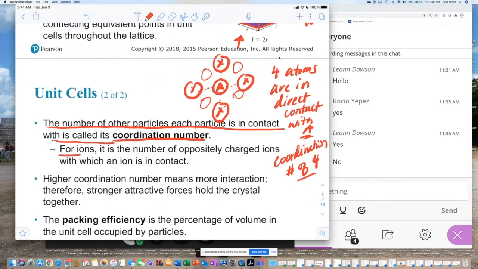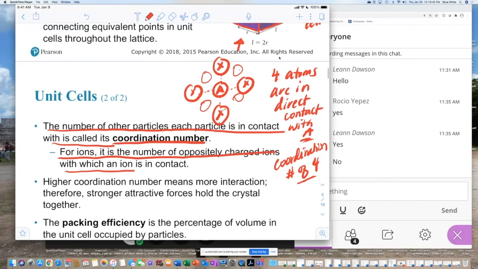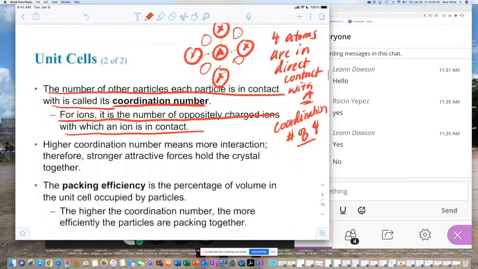Okay. We're told here that the coordination number for ions is the number of oppositely charged ions with which the ion is in contact. So we're going to be doing some practice problems so we can see how this plays out. You may be asking the question, why am I learning coordination numbers? The higher the coordination number, the more interaction, and therefore stronger attractive forces hold the crystal.